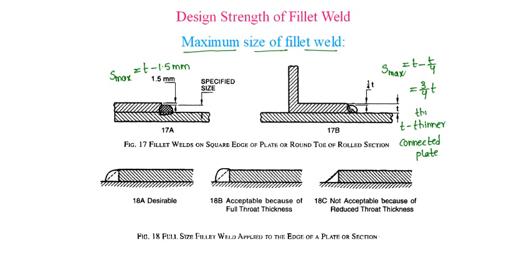Thickness of thinner connected plate, and also the preferred welds are given. This is a desired weld, then this is accepted because the throat thickness is full. This is not accepted because the reduced throat thickness is present. The maximum size is permitted in order to avoid wash away of weld.